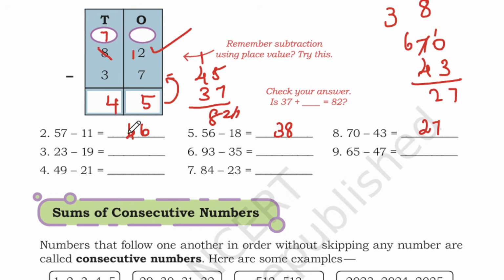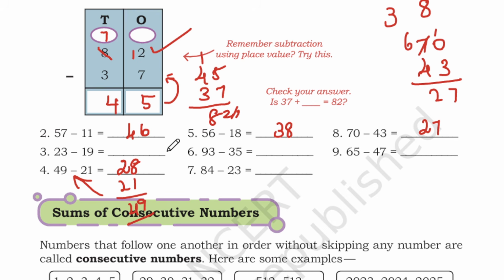Okay, so I'll do this one, 49 minus 21. So 49 minus 21 is 28, and when you add 28 plus 21, I'll add here itself. So 8 plus 1 is 9, 2 plus 2 is 4. You will get 49.